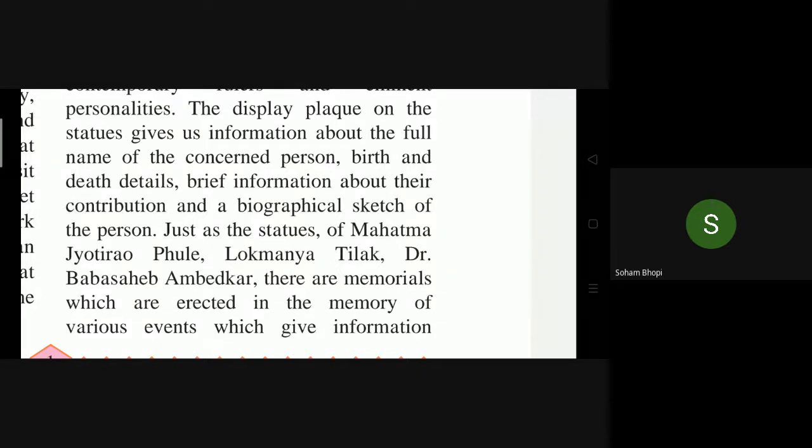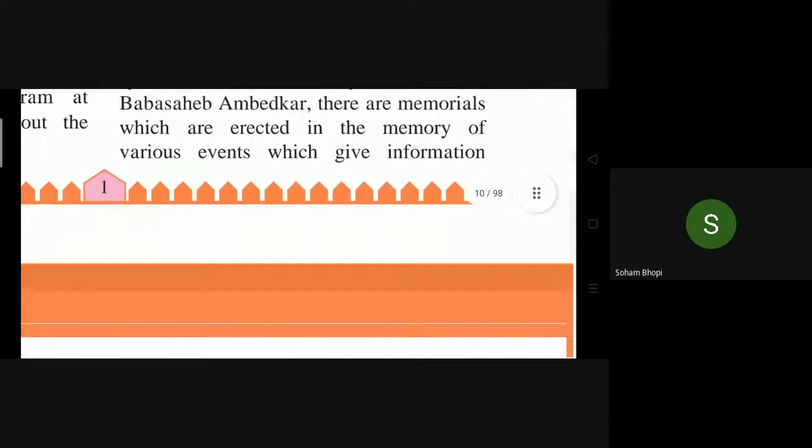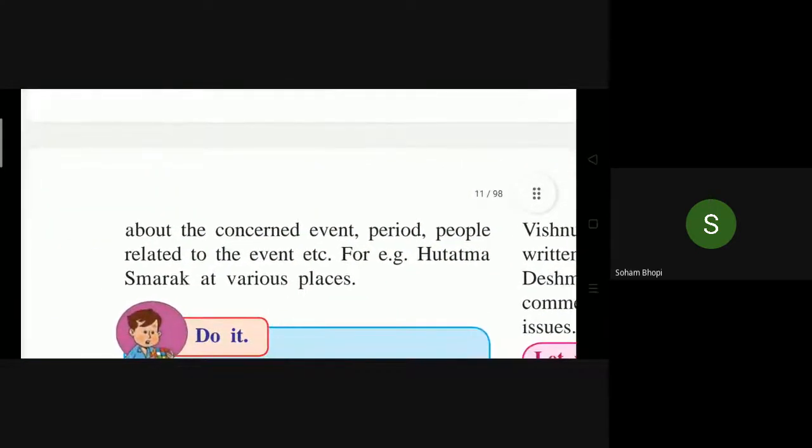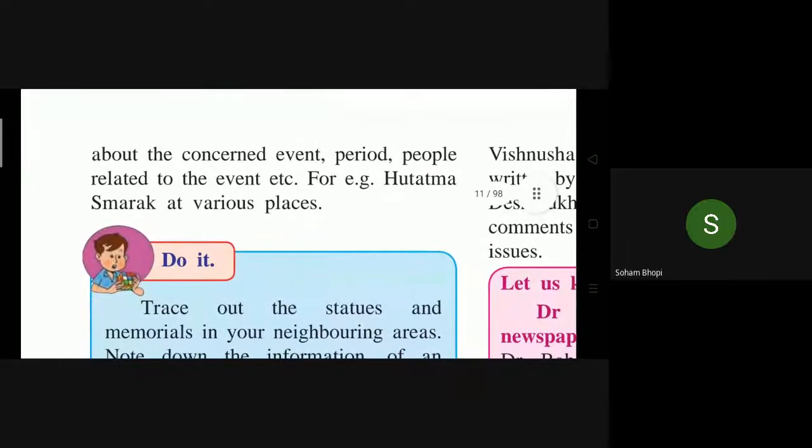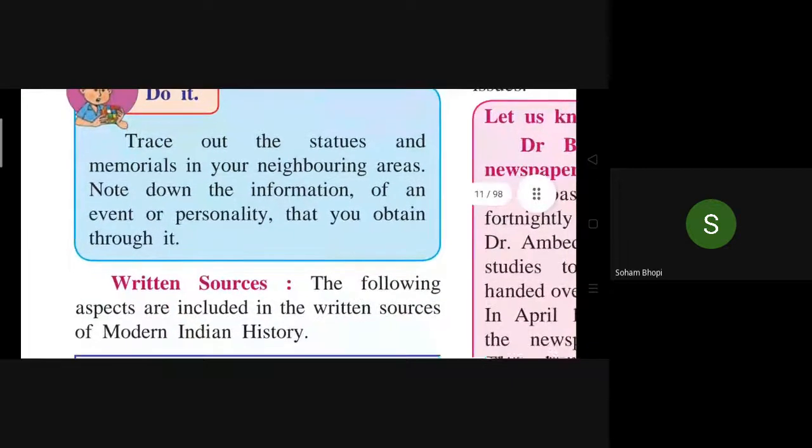Just like the statues of Mahatma Jyotirao Phule, Lokmanya Tilak, Dr. Babasaheb Ambedkar. There are memorials which are erected in the memory of various events which give information about the concerned event, period, people related to the event, etc. For example, Hutatma Smarak at various places. Okay, stop. It was Hutatma Smarak. Okay, now Mansi.